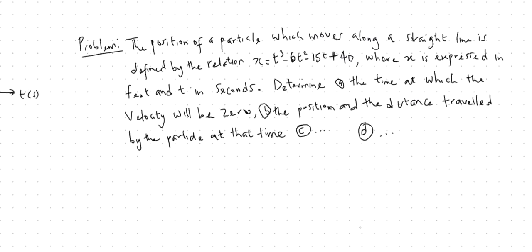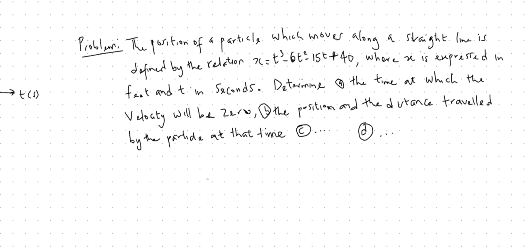So this is the question being displayed on the board that we're about to solve. I'm going to read the question out. The question says, the position of a particle which moves along a straight line is defined by the relation x equals t to the power of 3 minus 6t squared minus 15t plus 40, where x is expressed in feet and t in seconds.